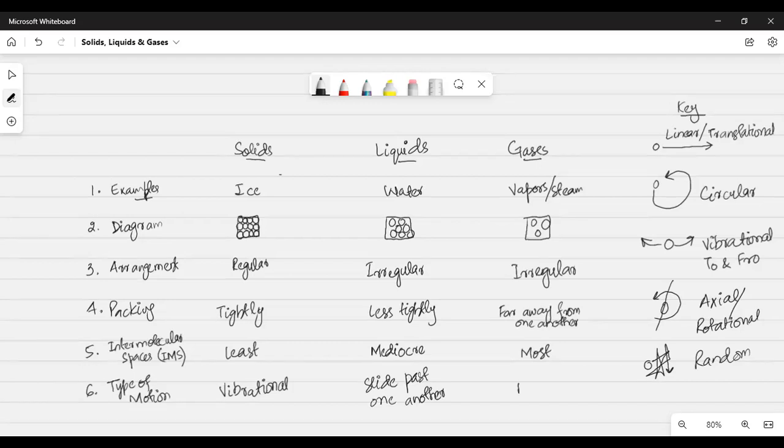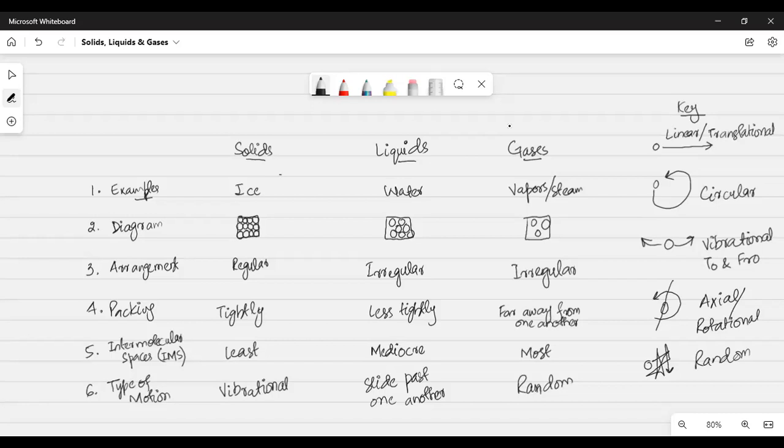Lastly, for gases, it's random motion. Now, let me clarify. Gases mostly go in linear or translational motions, which means they go in a straight direction. But since they tend to strike or collide with the particles of the same gas, maybe the particles of a different gas, maybe the wall of the container, maybe the lid of the container, they keep moving in straight lines, colliding, changing directions, colliding again, and in this whole process, their motion becomes random.